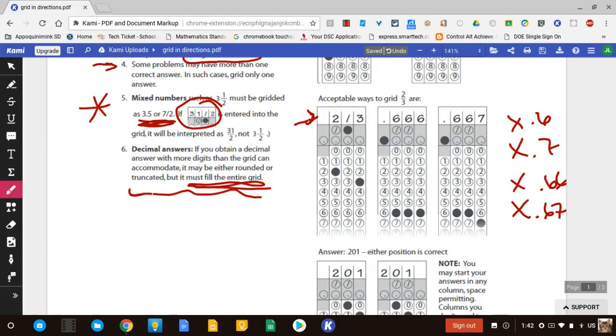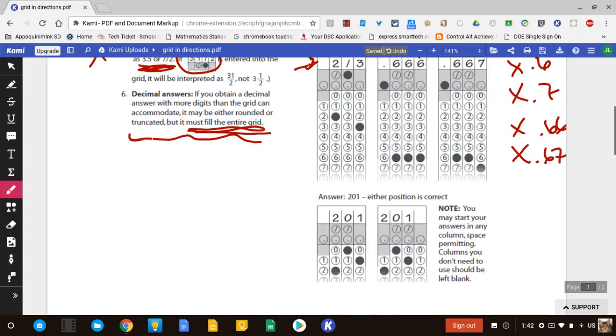If you are truncating or rounding, and this is truncating, which means you just cut it off, and this is rounding, which means you're looking at the next digit to see if it rounds up or stays the same, then you have to fill the whole grid. If you don't, it's going to be counted as wrong, and let's not make that mistake.